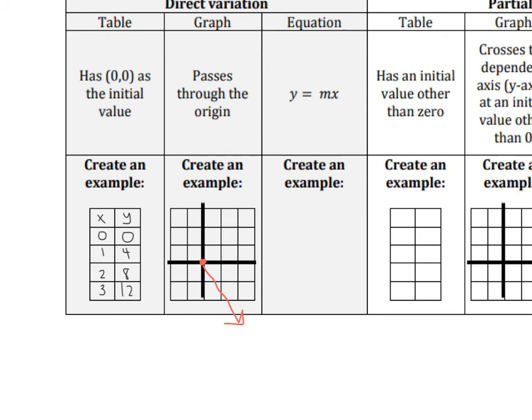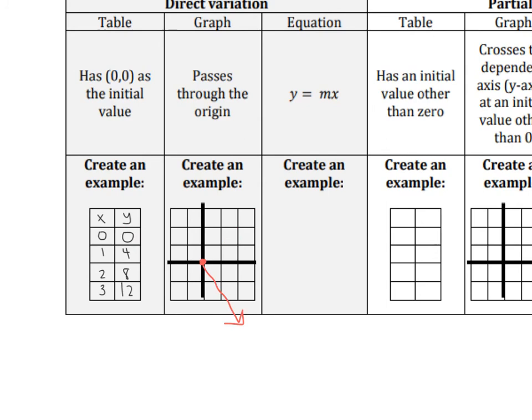And if you are looking at an equation, remember that for a direct variation, the equation takes on the form y equals mx. There is no b value here on the outside because remember b represents the initial value and your initial value is a 0. So no point in including that in the equation. So the only thing left for you to work with in the template is y equals mx.